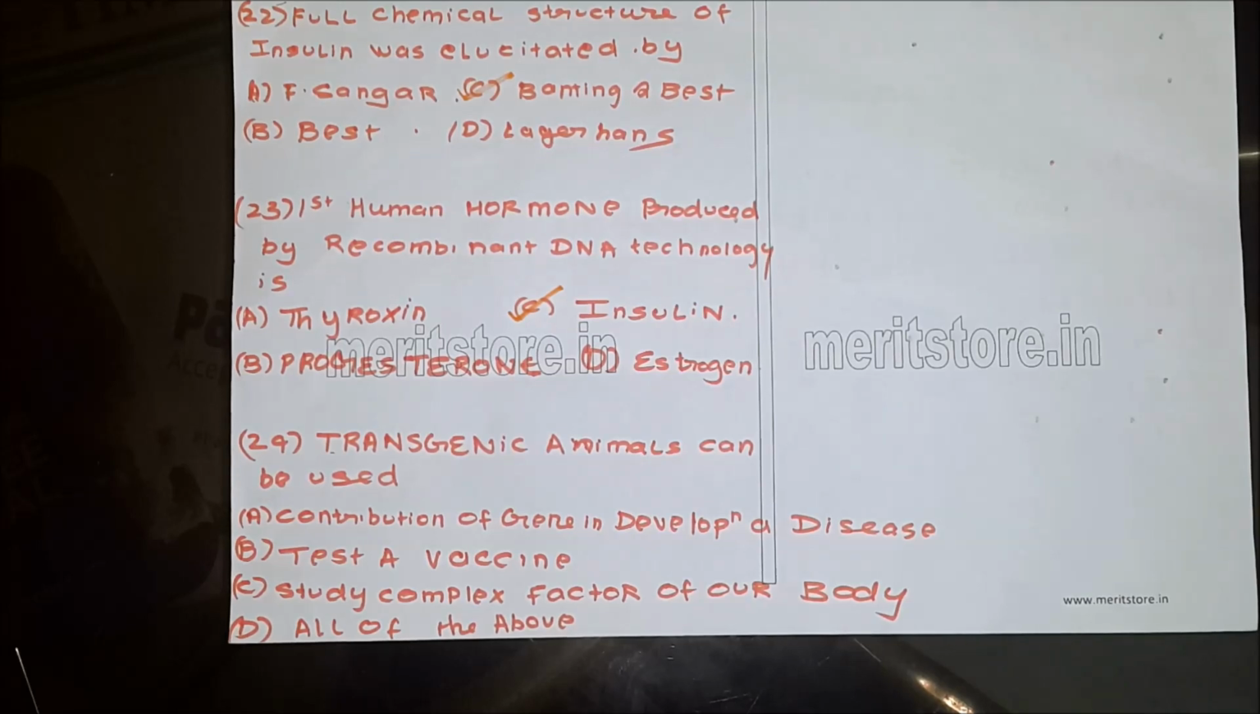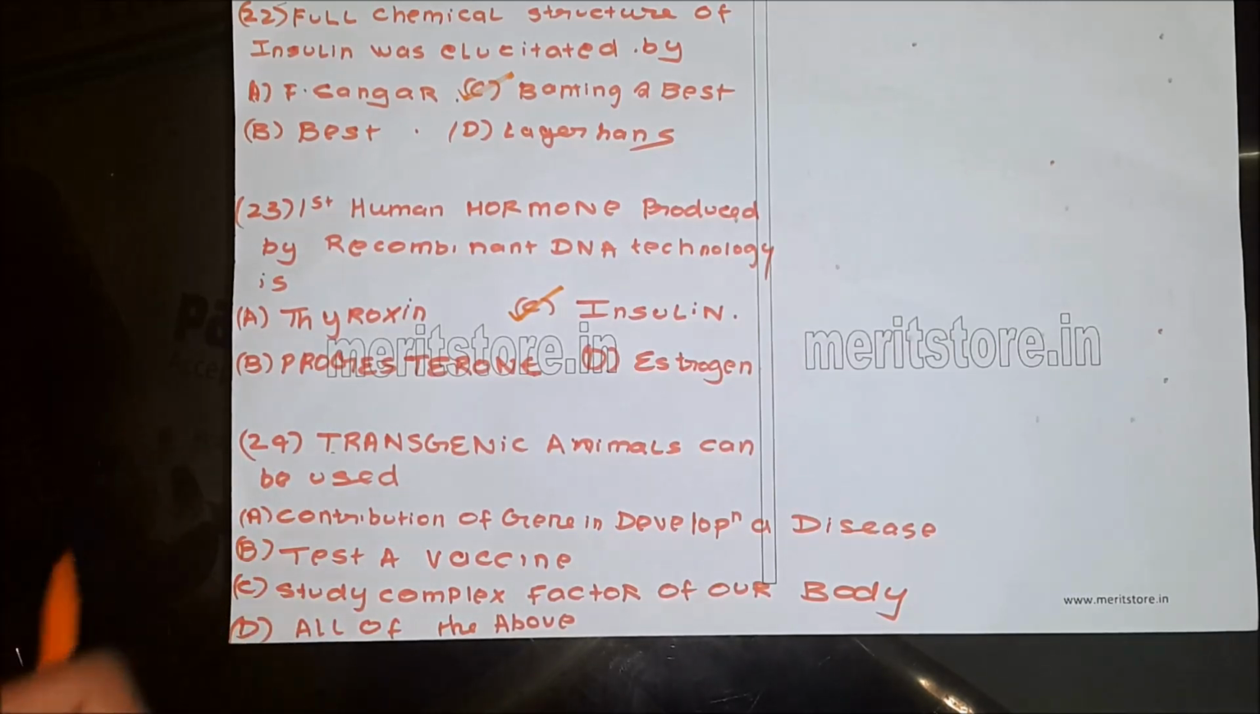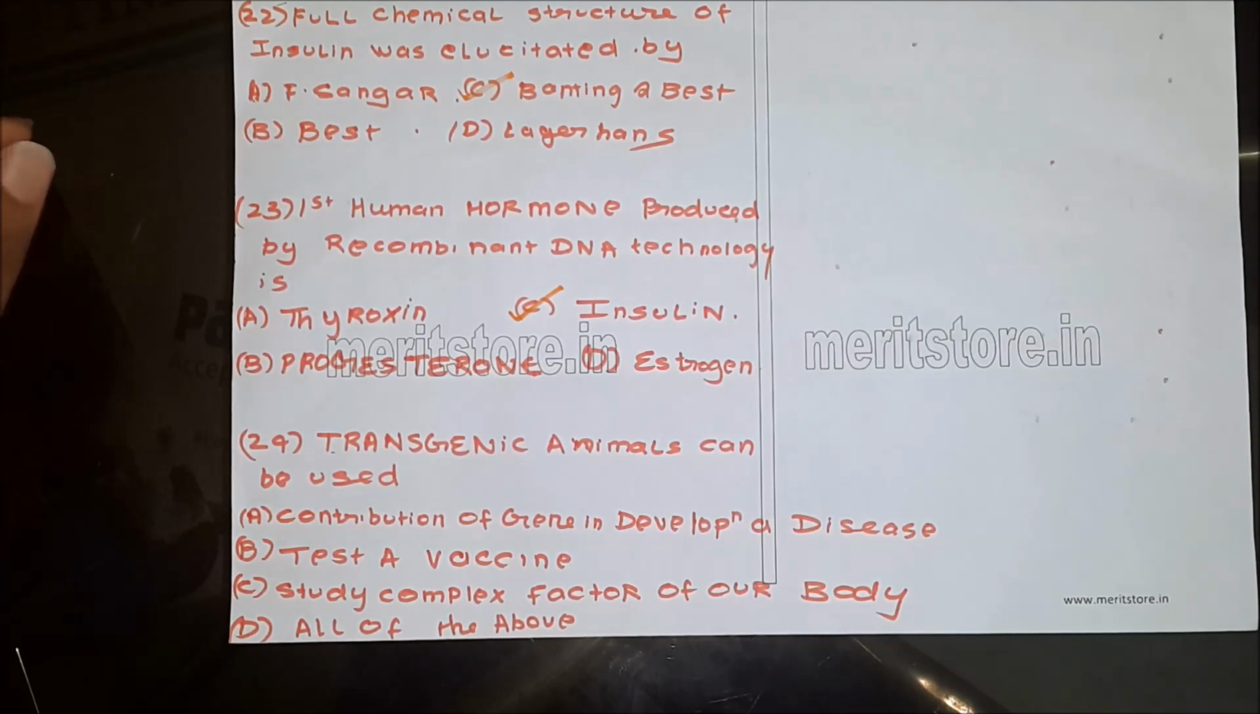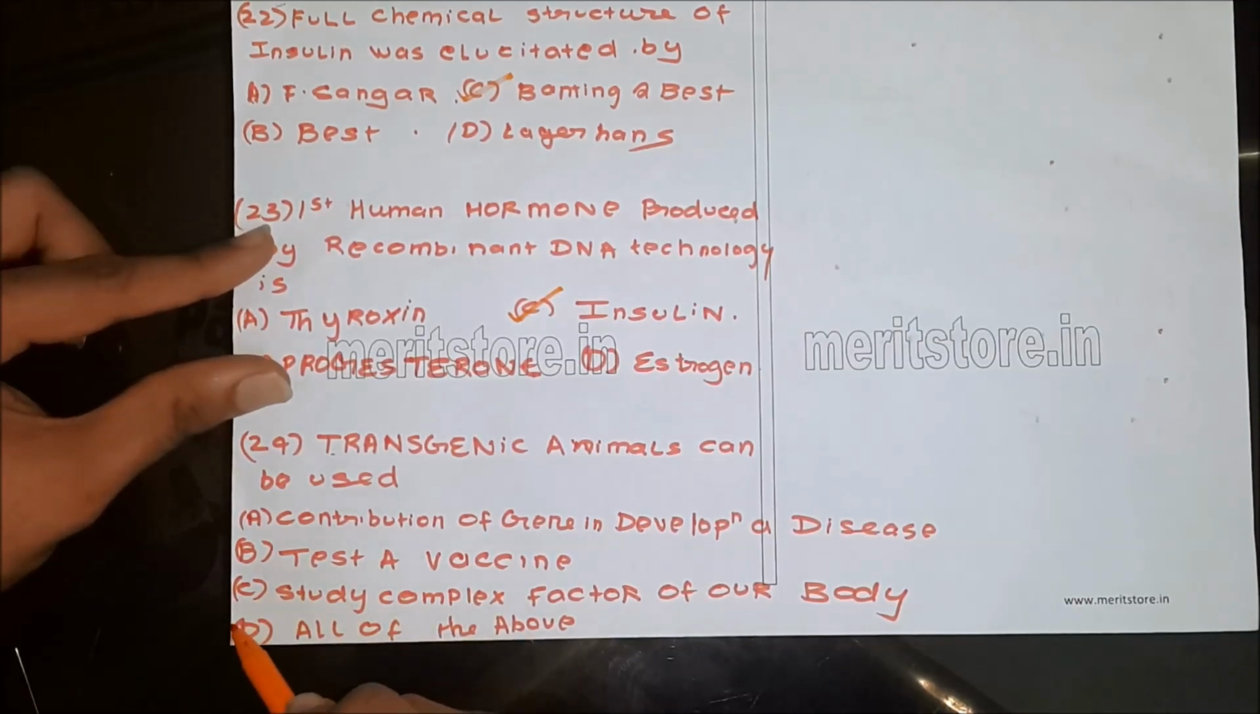Transgenic animals can be used, options are A. contribution of genes in development in developing a disease, B. test a vaccine, C. study of complex factors of our body, D. all of the above. Now, transgenic animals are basically used in genetic engineering for lab safety, for vaccine testing and different diseases. So the options A, B and C are all right. So we'll go with option D, that's all of the above.